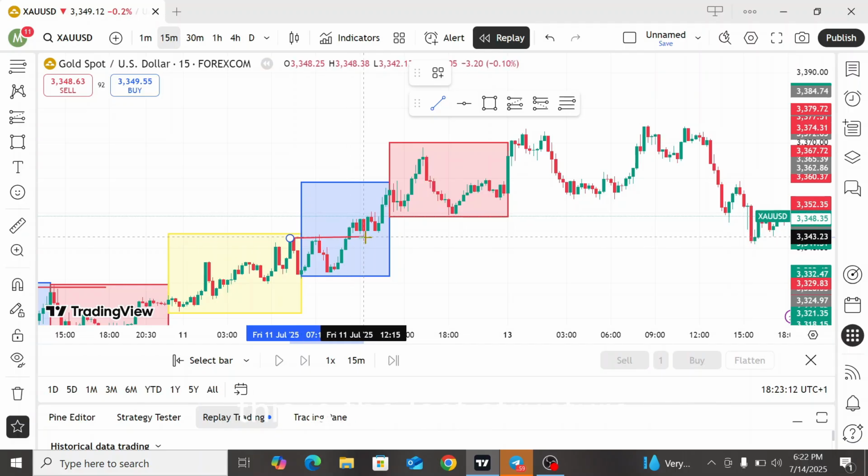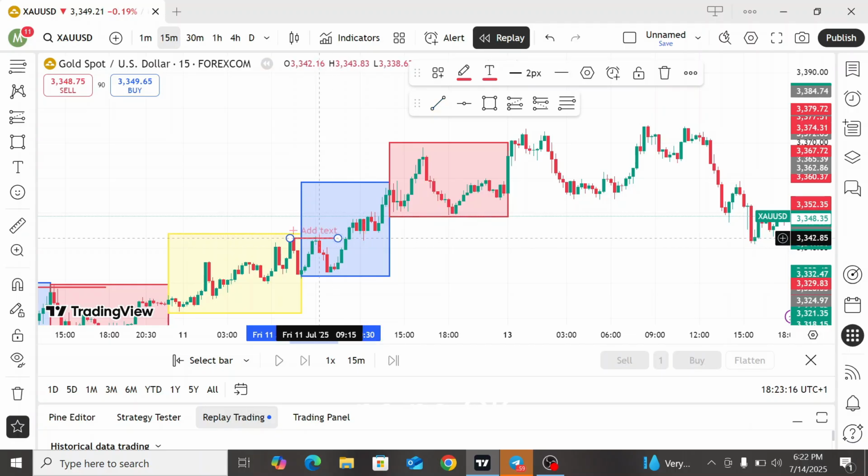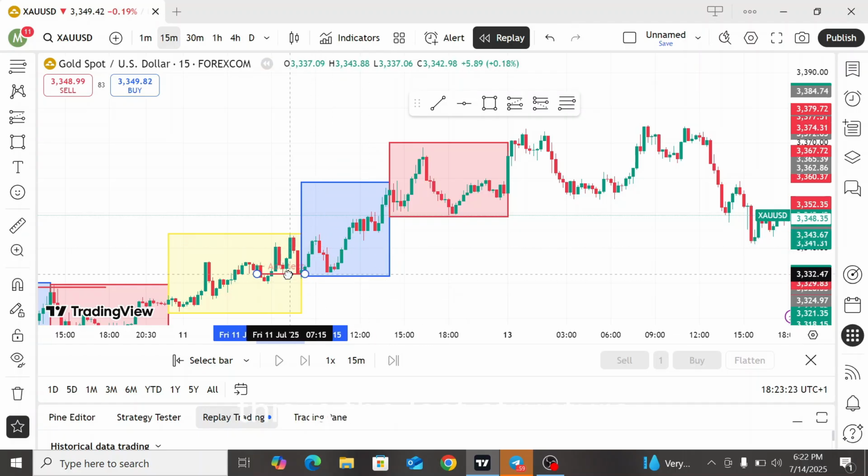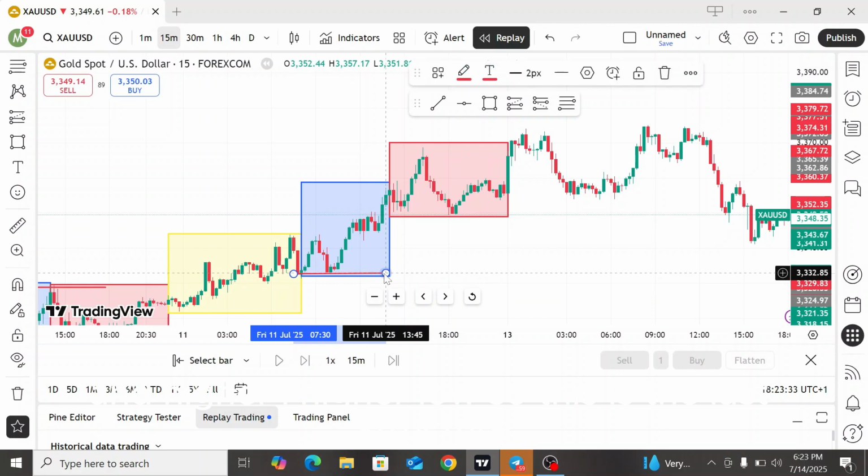This is the last structure. For the Asian session, this is the last structure. It happened right here. This is the last structure of the Asian session: a higher high, higher low. So this is the last structure.